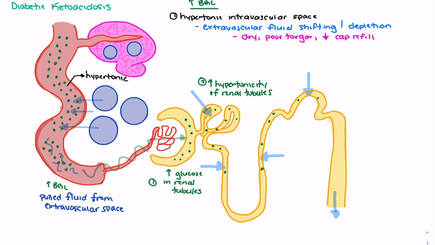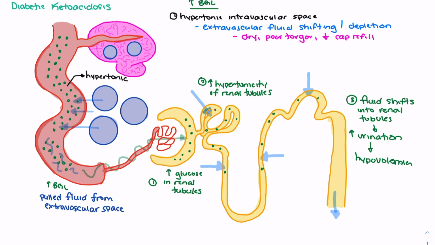So the third thing that's happening here is we get fluid shifting into the renal tubules, and we're going to lose that fluid through urination. So the patient is going to urinate more, and we're going to have fluid loss. And this is how this patient ends up in hypovolemia. So an increase in urination will lead to hypovolemia.